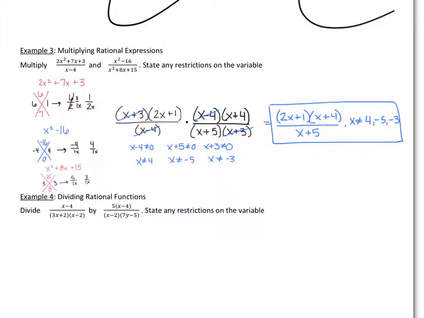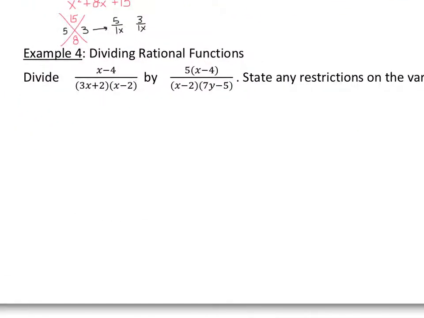All right, one more example. We're going to divide. This one's already factored for us. Yay, we get to skip some steps. Now, to divide fractions, you actually multiply by the reciprocal of the second one. So we are going to flip this over.